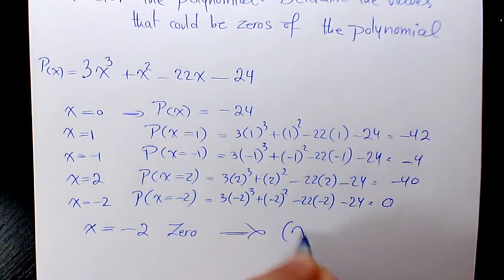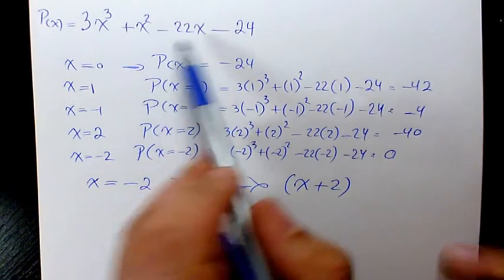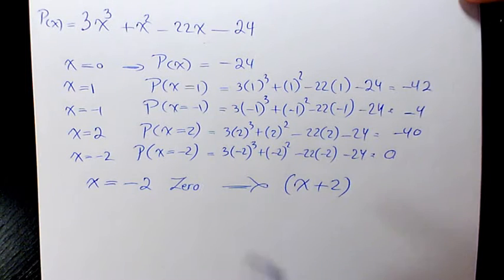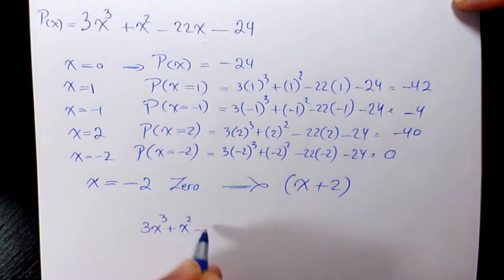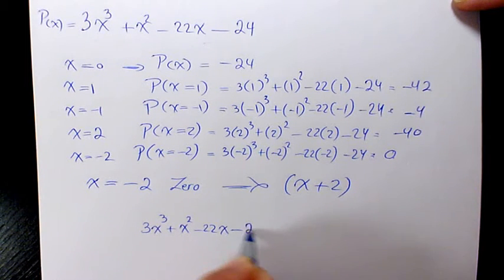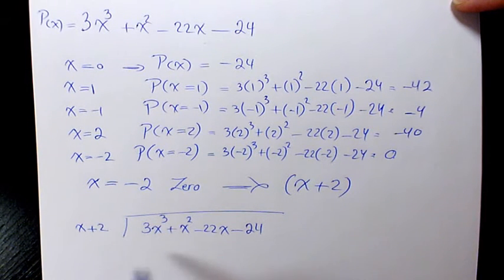It means that x plus 2 is going to be one of the factors. So how do we find the other factors? You need to divide this polynomial by x plus 2. So we're going to say 3x cubed plus x squared minus 22x minus 24 divided by x plus 2.